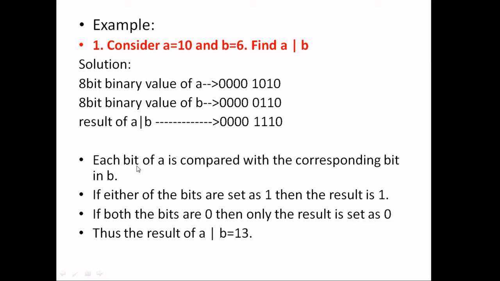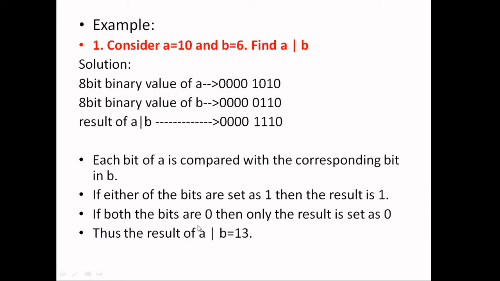So each bit of A is compared with the corresponding bit of B. If either of the bits are set as 1, the result is 1. If both the bits are 0, then the result is set as 0. Thus the result of A OR B is 14. So that is, the decimal equivalent of this binary is 14.